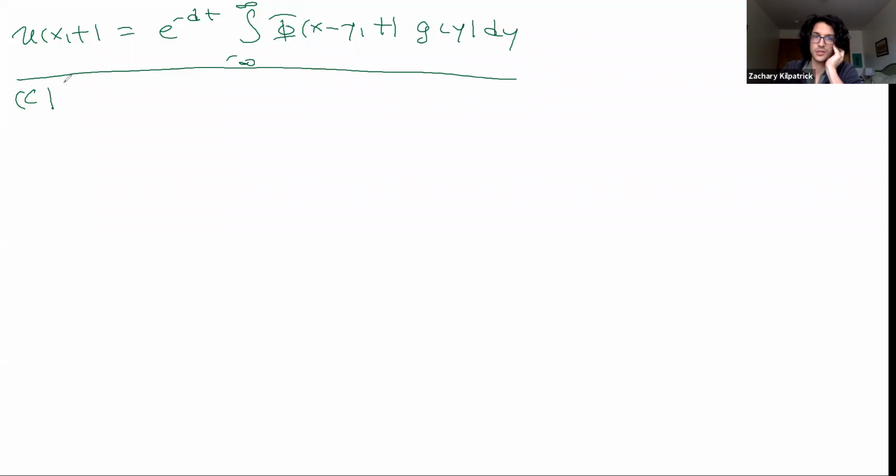Don't forget to change variables back when you use a technique like this, right? Okay. So this is interesting, right? It looks a lot like the heat equation solution, but now it's got this extra term hanging around, okay?